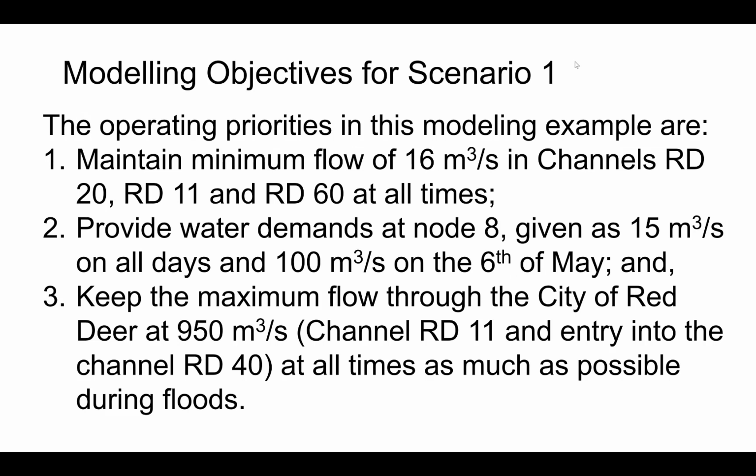The modeling objectives for the first scenario are to maintain minimum flow of 16 cubic meters per second throughout all river reaches, and also to provide demands at node 8, which are given as 15 cubic meters per second for all days except for the 6th of May, when these demands are increased to 100 cubic meters per second. In the second scenario, the objective is going to be to keep flow through the city of Red Deer at no more than 950 cubic meters per second.